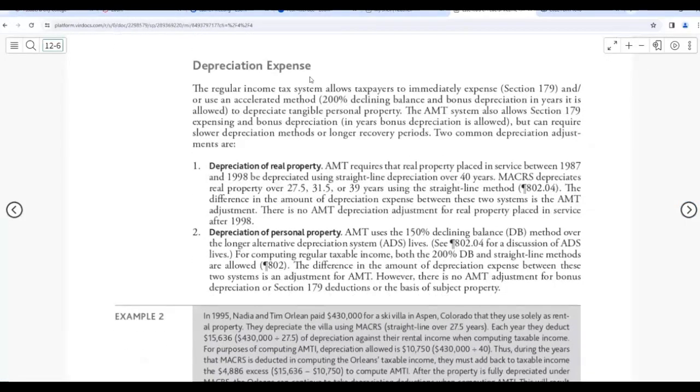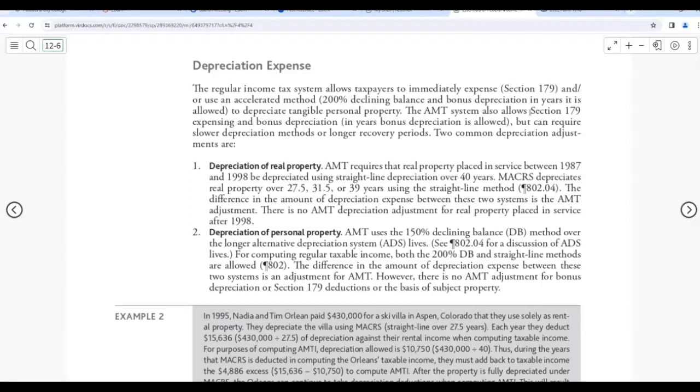One of them is depreciation. They like you to use a specific type of depreciation, not accelerated depreciation. The regular income tax permits taxpayers to immediately expense Section 179 or use an accelerated method of 200% declining balance and bonus depreciation, if available, to depreciate tangible personal property.